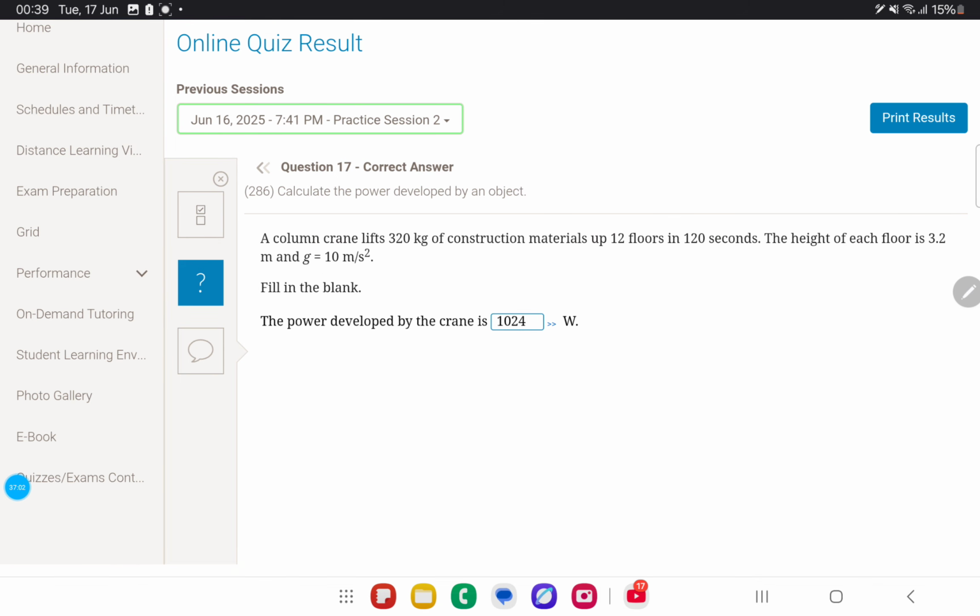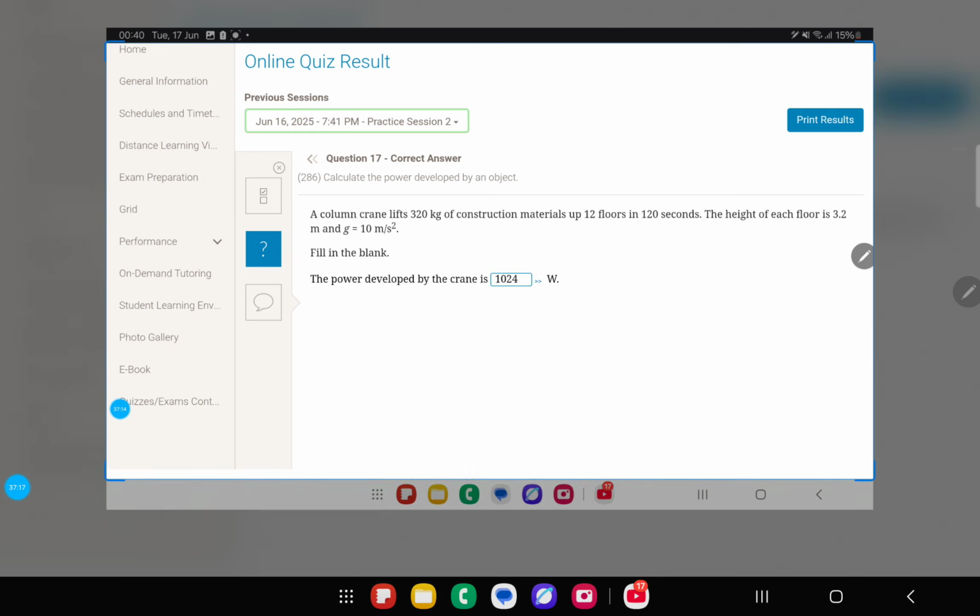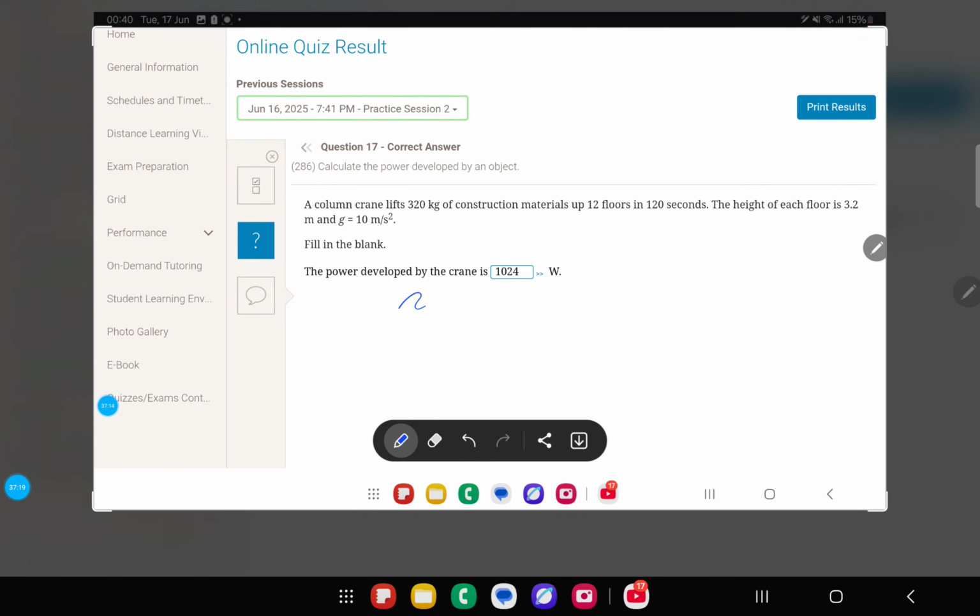Okay. A column crane lifts 320 kilograms of construction materials up 12 floors in 120 seconds. The height of each floor is 3.2 meters and g equals 10 meters per second squared. The power developed by the crane is 1024. Okay, so they want the power developed by the crane, work over time, right? So we're going to try to find the work first.